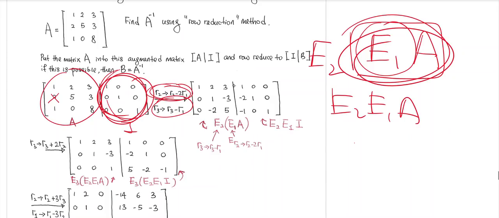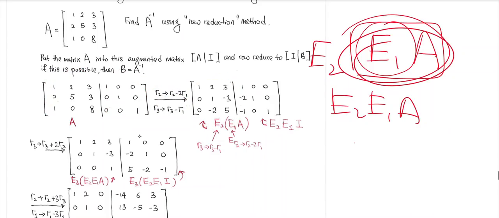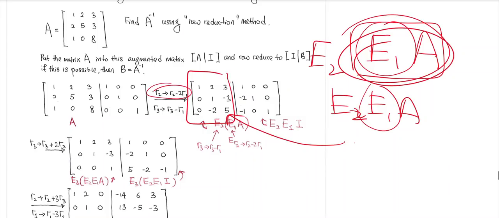So this part here, let me erase this. This part here is E2 E1 A. E1 is the elementary matrix from performing this row operation, and E2 is the elementary matrix from performing this row operation. So you hit A with these two row operations, you get this.